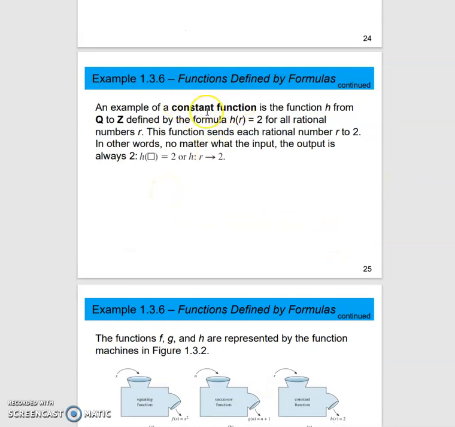We've also got the constant function. Now here I'm defining this from the rationals to the integers. You'll notice my formula h of r equals 2. In other words, I'm going to get 2 out no matter what I put into it. And that's why I have integer here, because of course 2 is an integer. And again, you can see that notation h colon Q arrow, r maps to 2. So again, h is the function name, r is what I put into it, and 2 is what I get out of it.